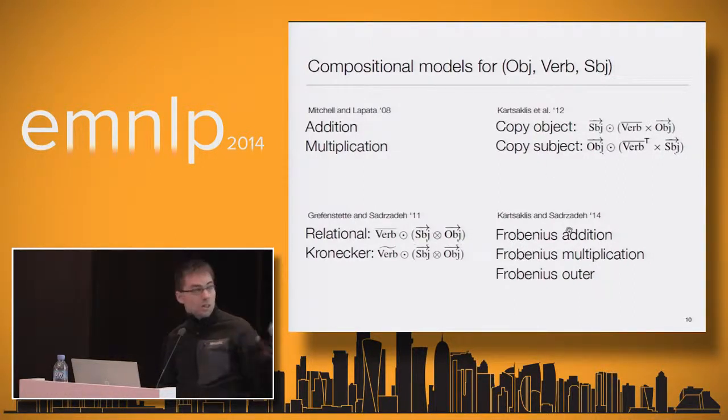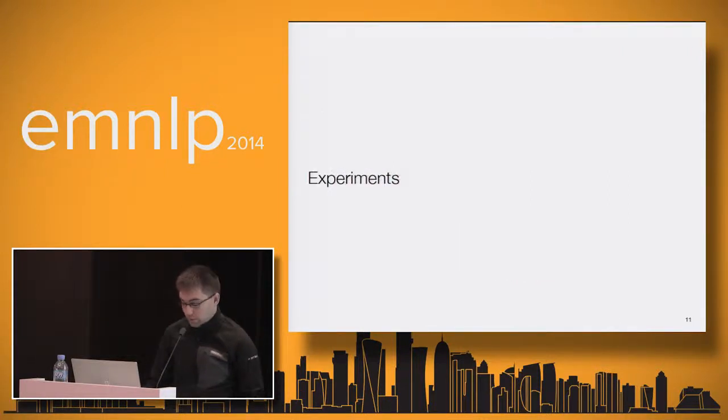So in addition, you will sum up these two vectors pointwise. In multiplication, you will multiply the values. And for Frobenius outer, you just do, again, the Kronecker product. Okay, let's go to the experiments now.